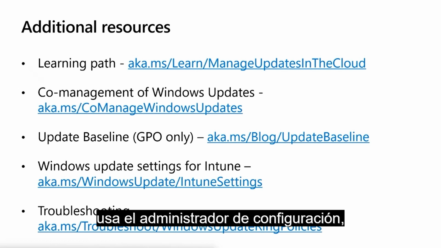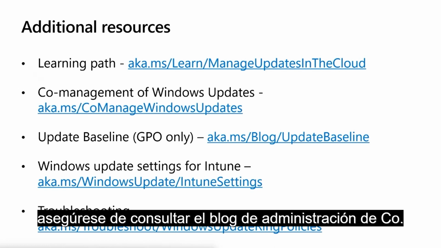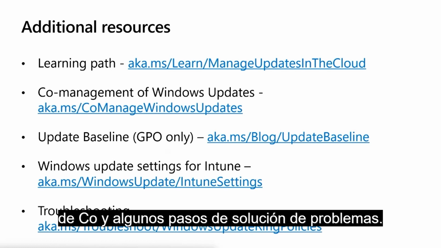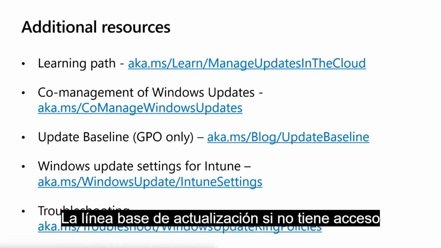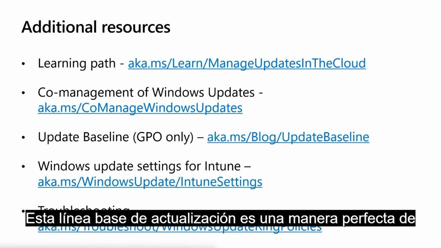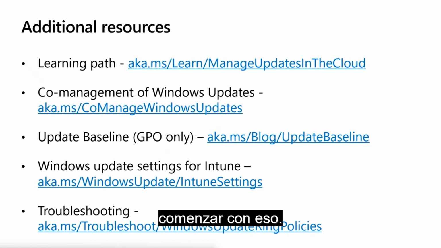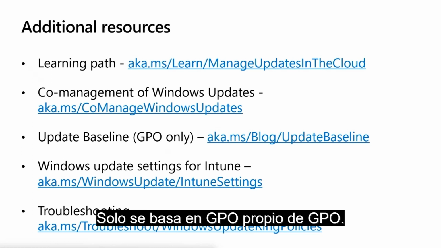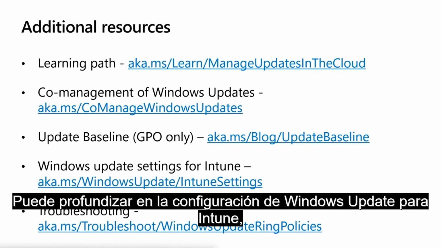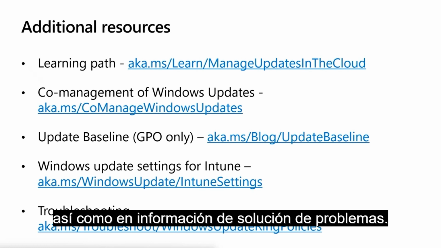If you're using Configuration Manager, be sure to check out the co-management blog. Really talks through the details of moving into co-management and some troubleshooting steps. The update baseline, if you don't have access to Intune, you can do all of what I talked about with GPOs. This update baseline is a perfect way to get started on that. It is GPO based only. Of course, we have additional information. You can go deep in the Windows Update settings for Intune, as well as some troubleshooting information.